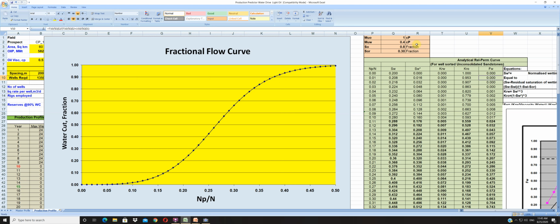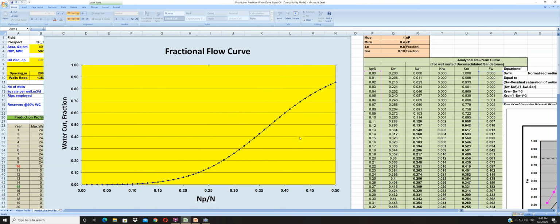So the only way now, we cannot alter the mobility contrast. It's already close to 1. So the thing which we can change here is the SOR number. I can bring down the residual oil saturation to around 10% maybe, and see the curve shifting. That means how to bring down the residual oil saturation.